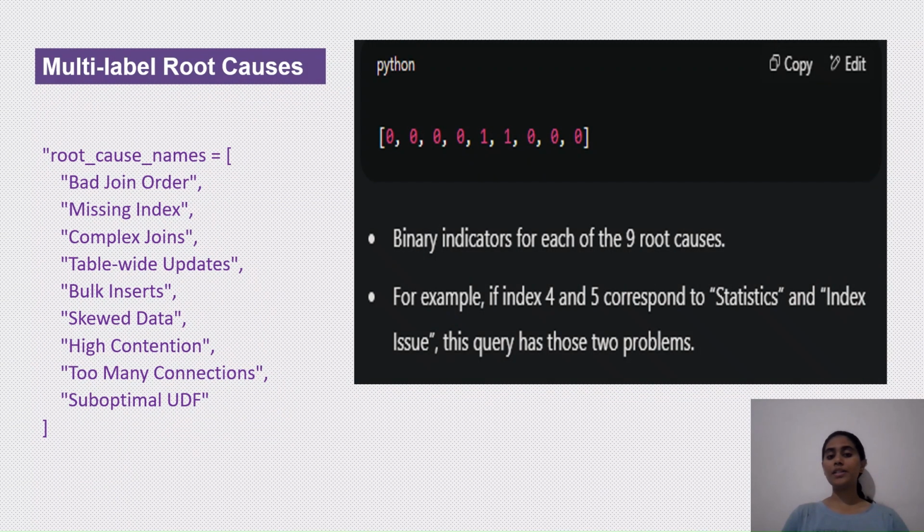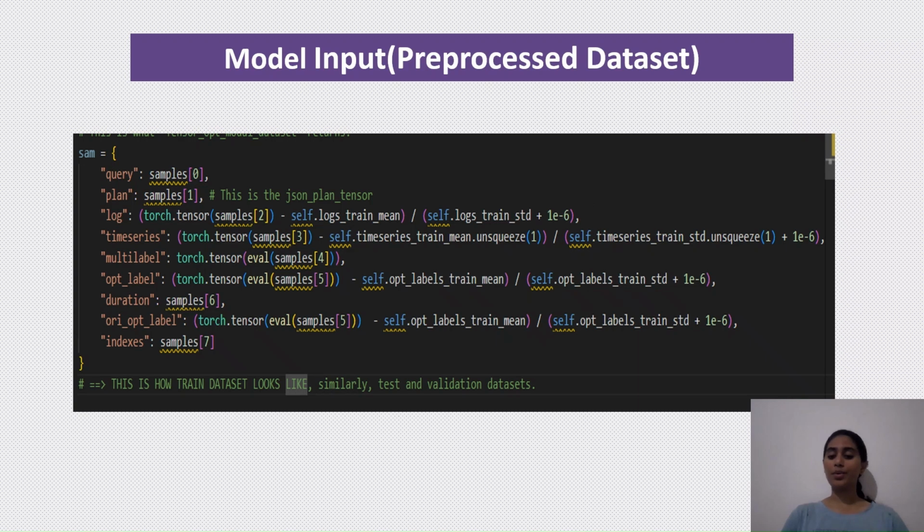For example, let's take this. At index 4 and 5, we have ones. That means that the query has these particular root causes. When it is 0, it implies that these root causes are not affecting our particular query. So in this example, the root causes are statistics and index issue, because the 4th and 5th indexes are marked with 1. And then this is our input.